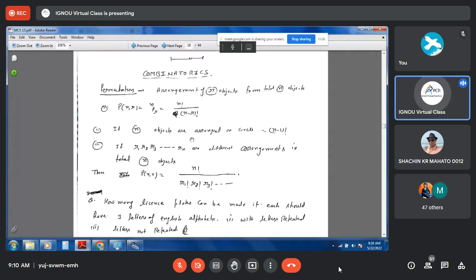If n objects are arranged in a circle, it's very important, single line, single word numerical, that is equal to n minus 1 factorial. Say there are 10 students and we make them sit around a round table. Then how many arrangements are possible? 10 minus 1 is equal to, straightforward, 9 factorial arrangements.